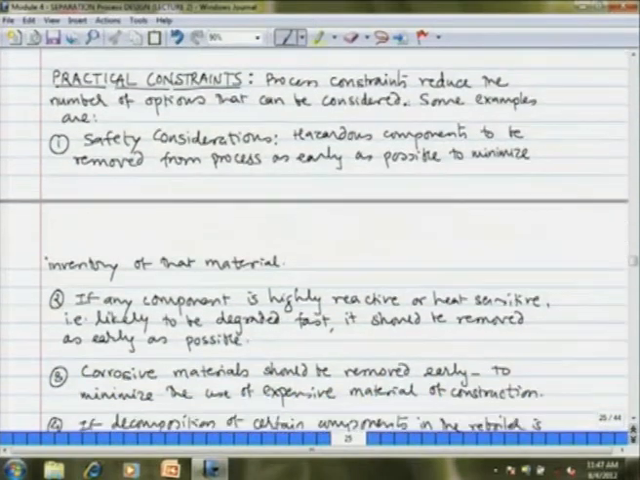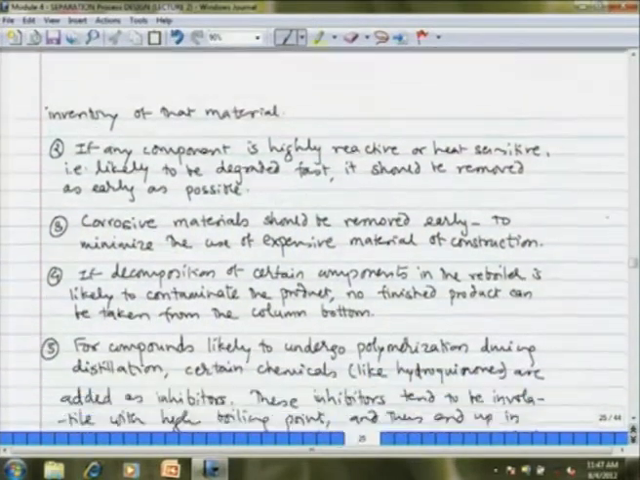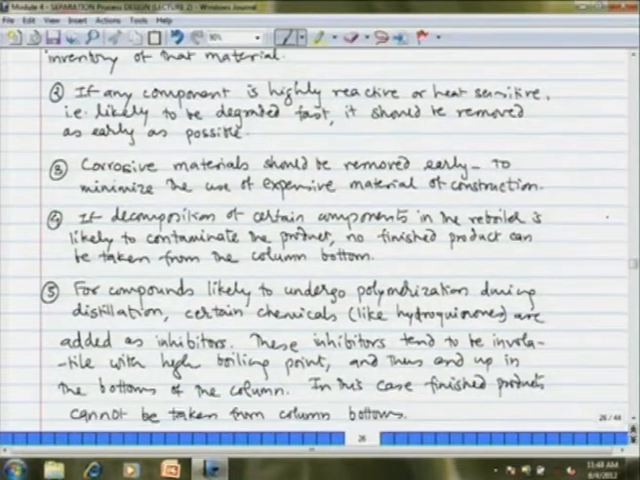Then, if any component is highly reactive or heat sensitive or likely to be degraded fast with heat, then it should be removed as soon as possible. So, try to get the sequence which takes off that particular material in the first or second column itself. Then, third is corrosive material. These need to be removed early, because when we talked of sequence, we never talked of the material of construction or other details. Now, A, B, C, D, E all together may not have the same properties. For example, if component E is highly corrosive.